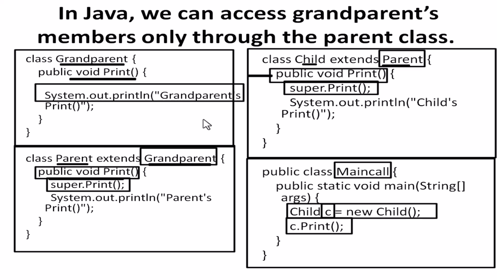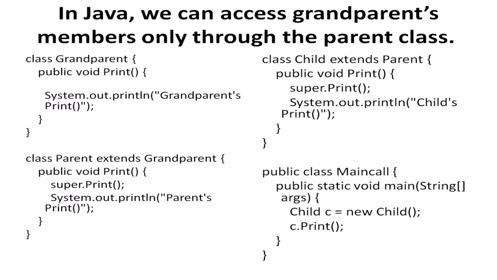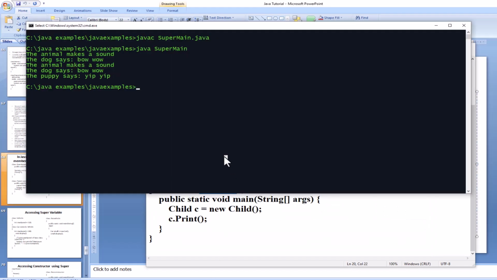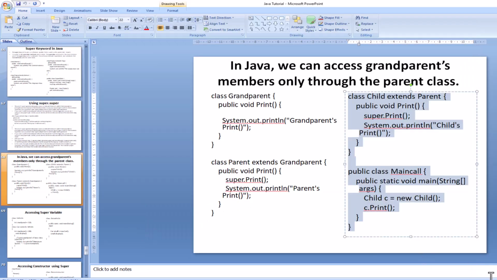Instead of using super, we can achieve the mechanism by using multi-level inheritance. So save the program and execute the program. So finally, we have executed the program. So grandparent print, parent print, and as well as child print. So this is the usage of super.